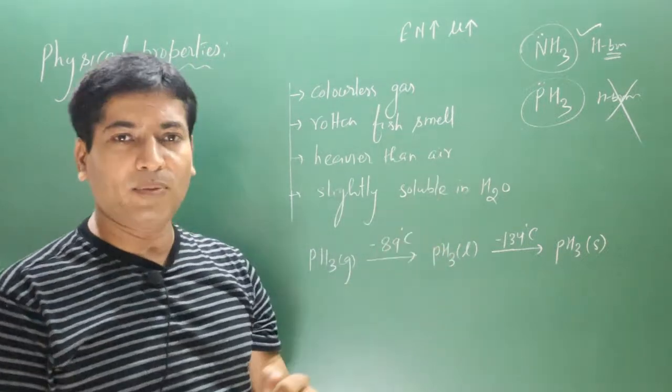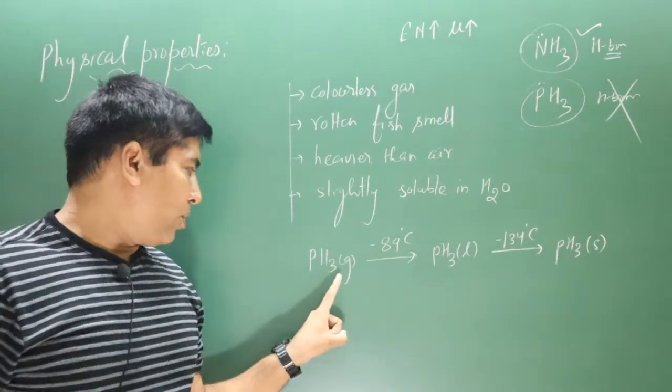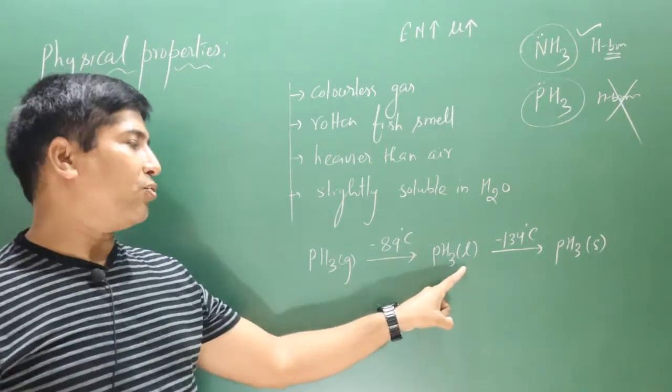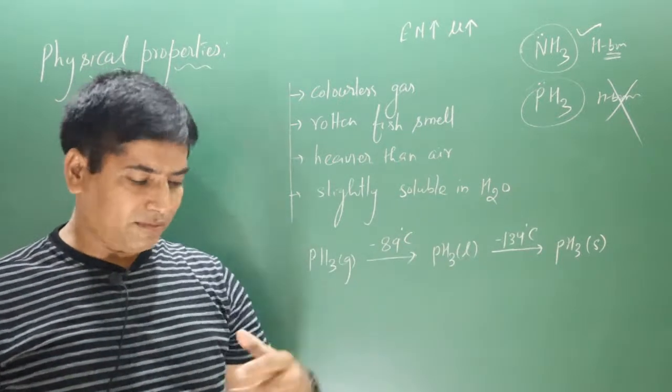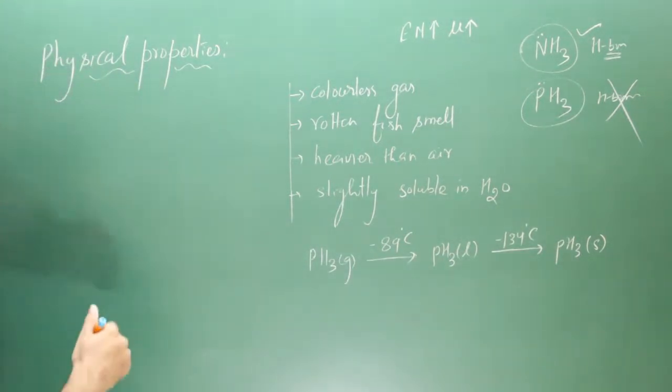Less polar, less soluble. Simple. Now next, change in phases. We have a phosphine gas. At this temperature it can be converted into liquid form, and at this temperature it can be further converted into solid form.